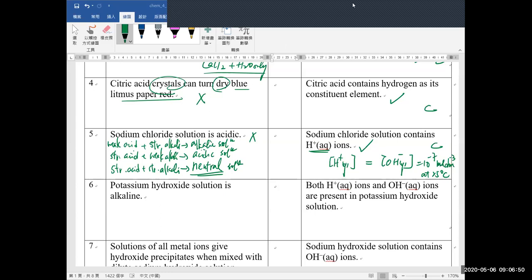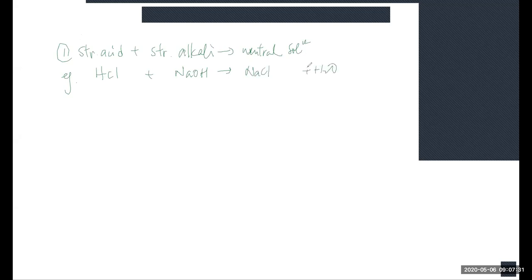So do you have any examples to illustrate that, question five? Now, all of you, could you please write or keep track of this in your notebook? For example, the first case: strong acid plus strong alkali forms a neutral solution. HCl reacts with NaOH to form NaCl and H2O, and the solution is neutral. That is the first case.